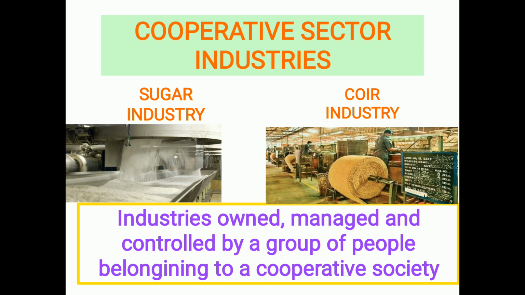Those types of industry come under the category of cooperative sector industries. The main aim of these industries is to operate with the motive of community welfare. For example, we can say the sugar industry, Koya industry, Amul, that is Anand Cooperative Milk Production Union Limited, West Bengal State Cooperative Bank, Grameen Bank. All of these come under cooperative sector industries.